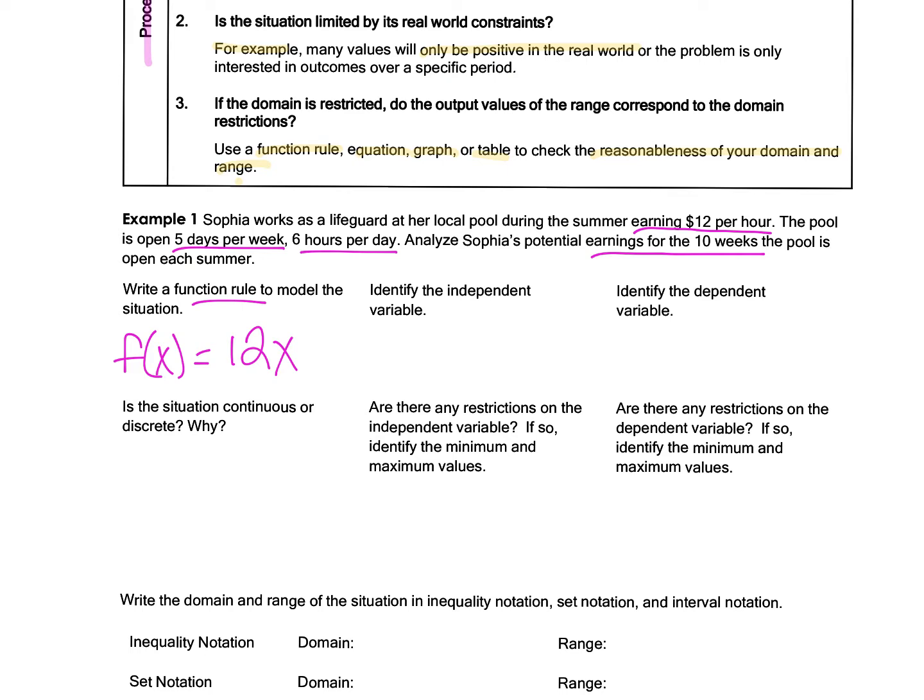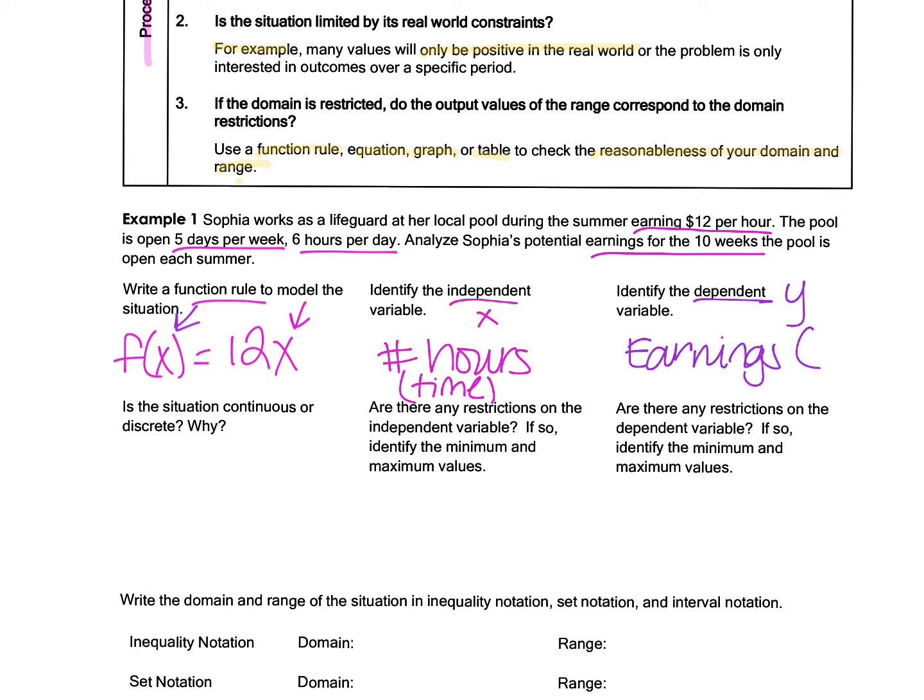It says to identify the independent variable. Remember, independent is x. So the x in this case on our function rule represents the number of hours. So time. And then the dependent, remember we said dependent was y. So if we look at the y, which is function notation f of x, that would give us the total amount that she's earning. So that would be her earnings in dollars.